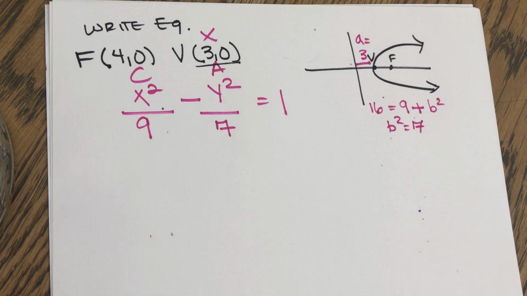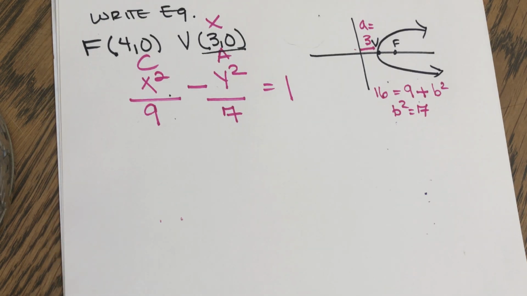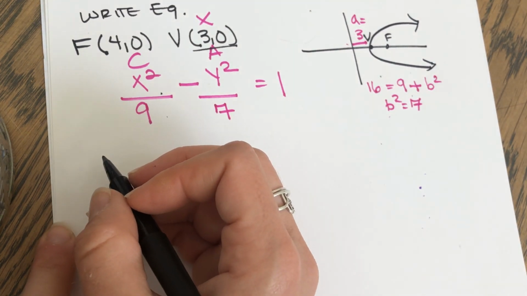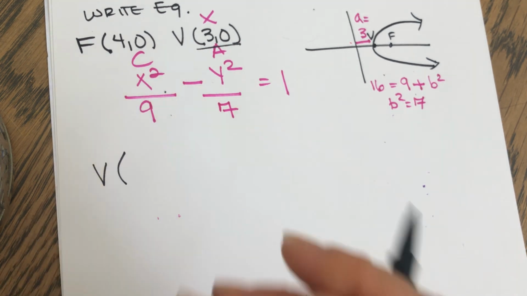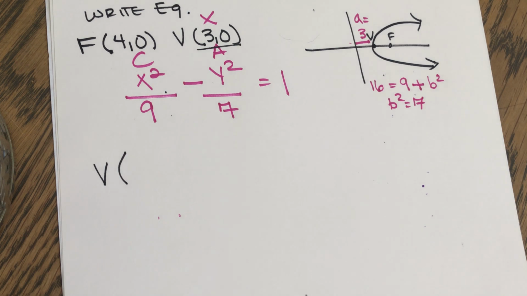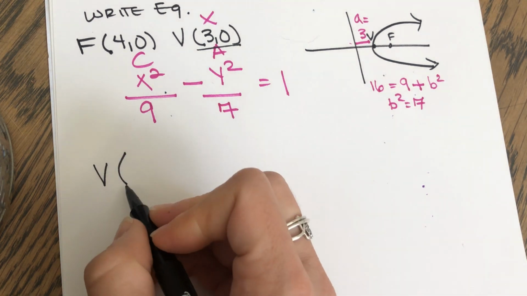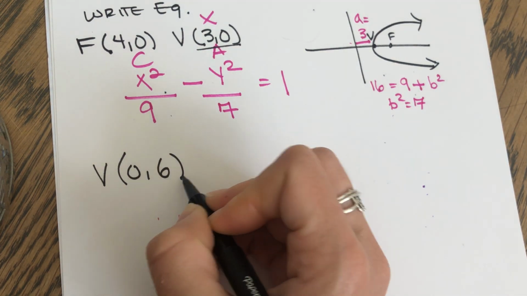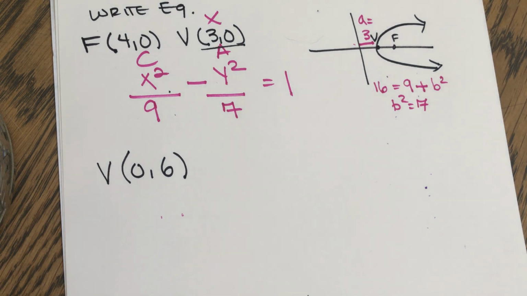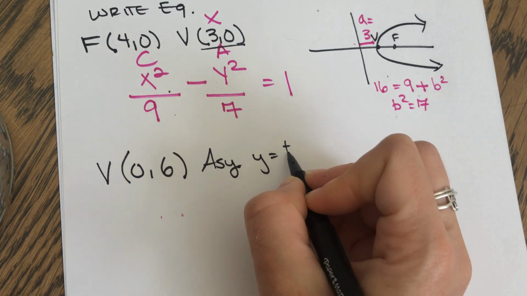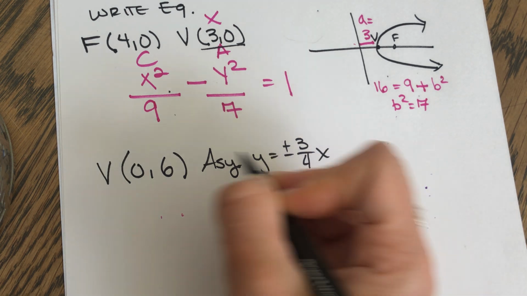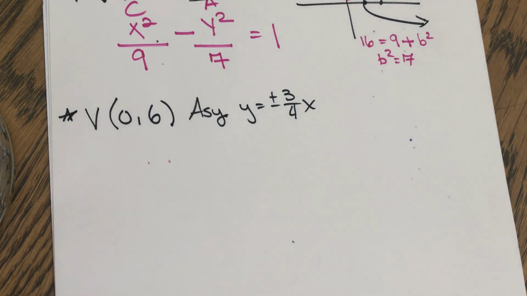All right, let's do the last question, which is the other variation I could give you. Let's do a vertex at (0, 6) and an asymptote, I can do this one, of y equals plus or minus 3 over 4 x. I thought these were a little more challenging. So without a sketch for this one.